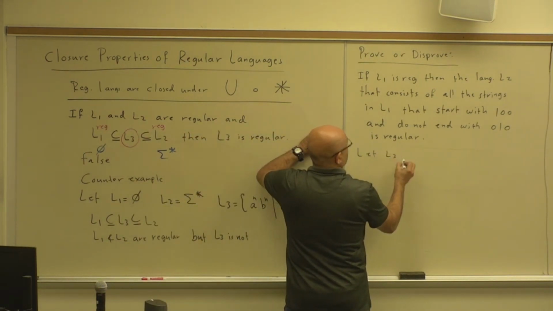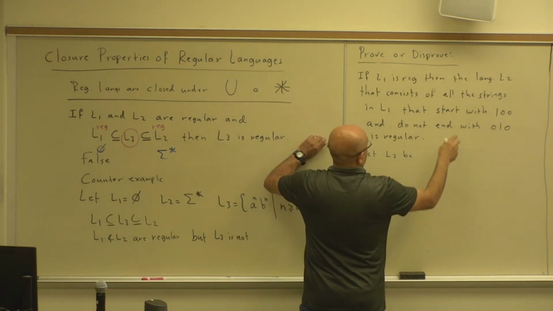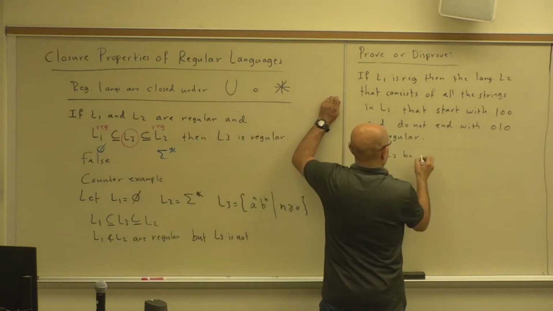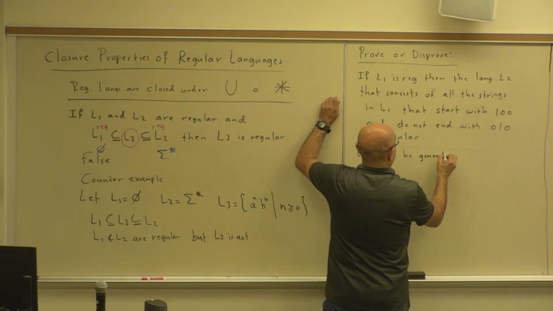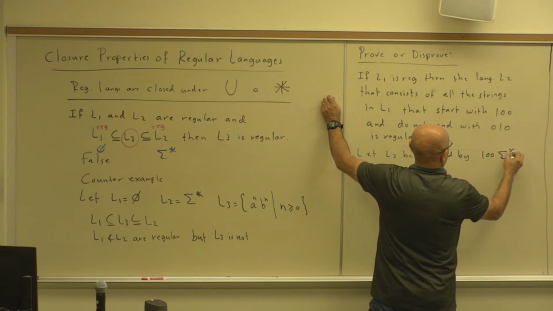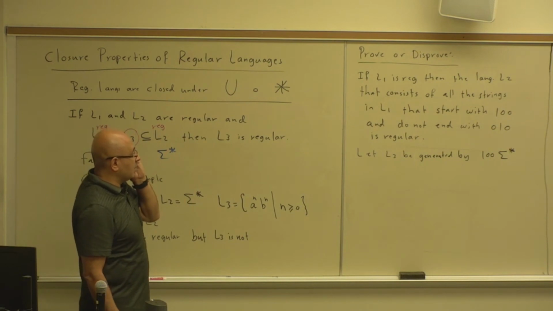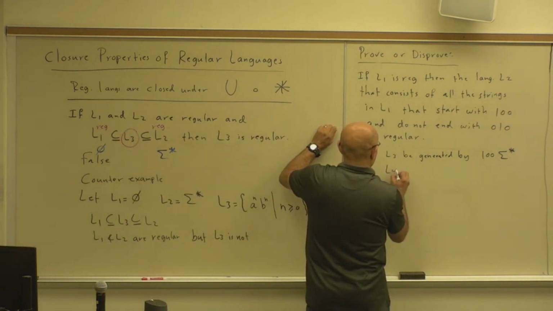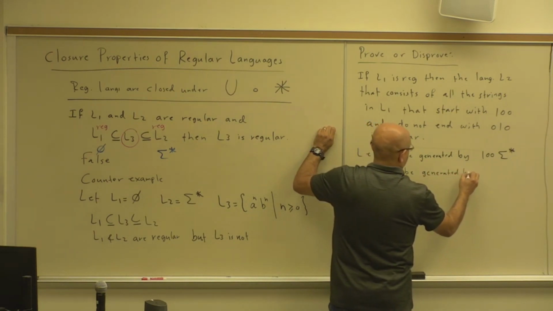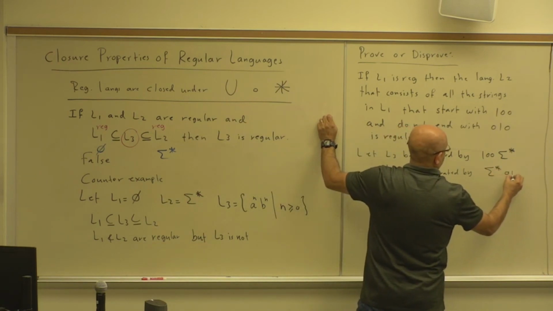Let L3 be the language of strings that start with 100, generated by 100 sigma star. So this is the language where the strings start with 100, and let L4 be generated by sigma star 010.